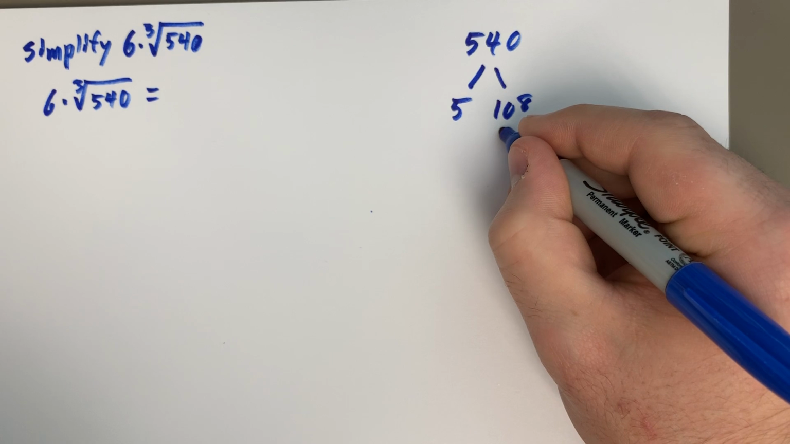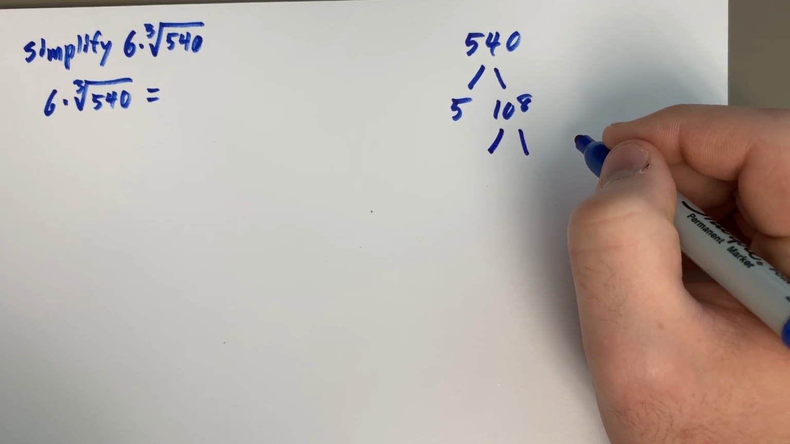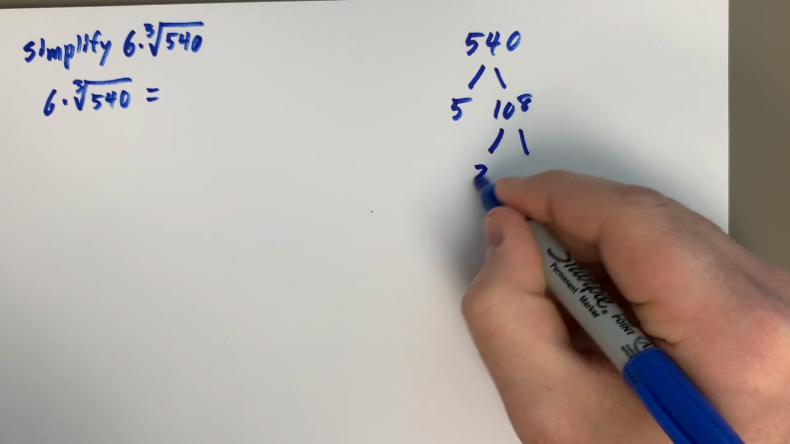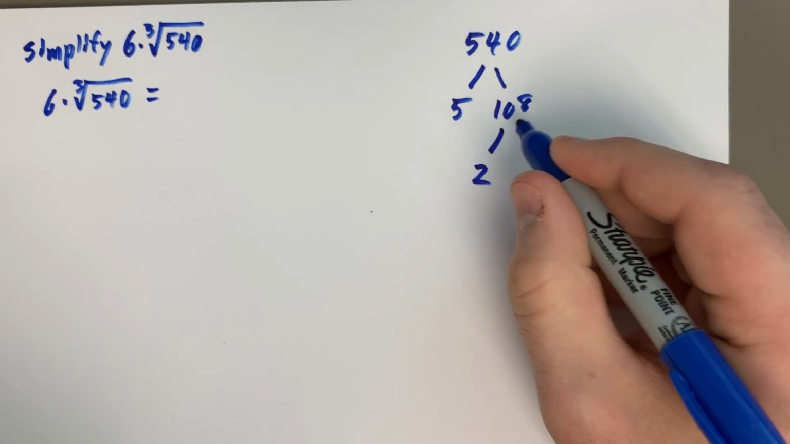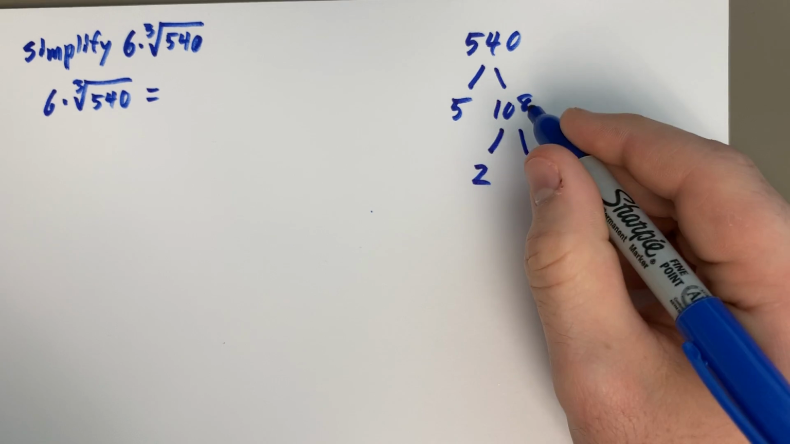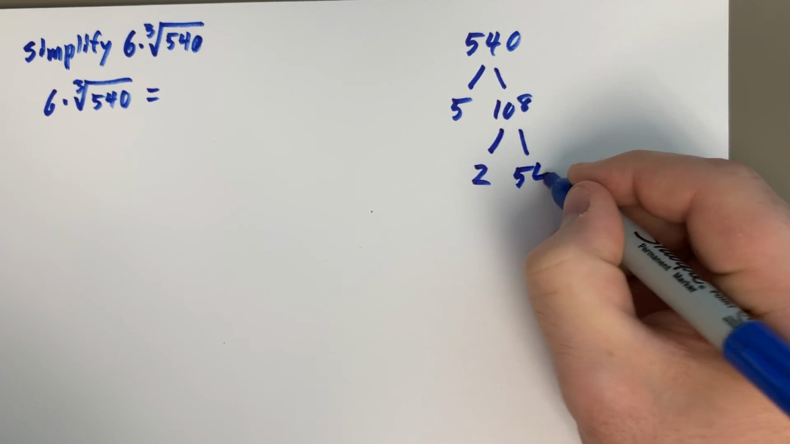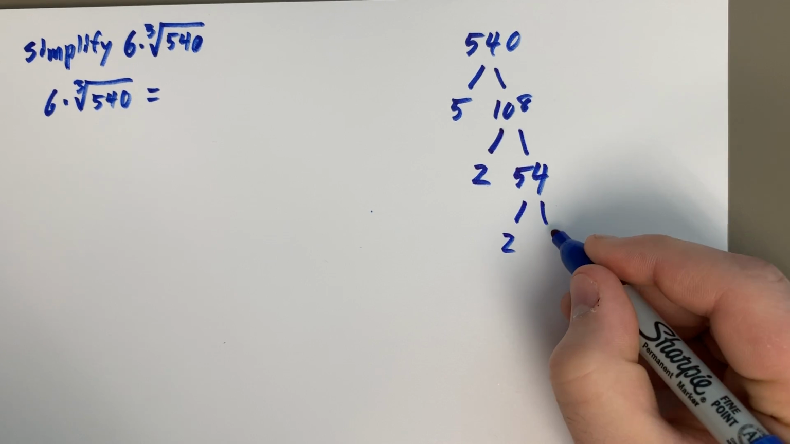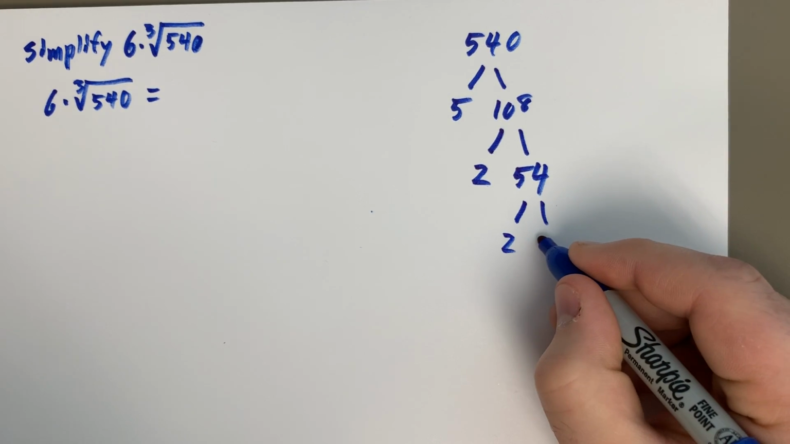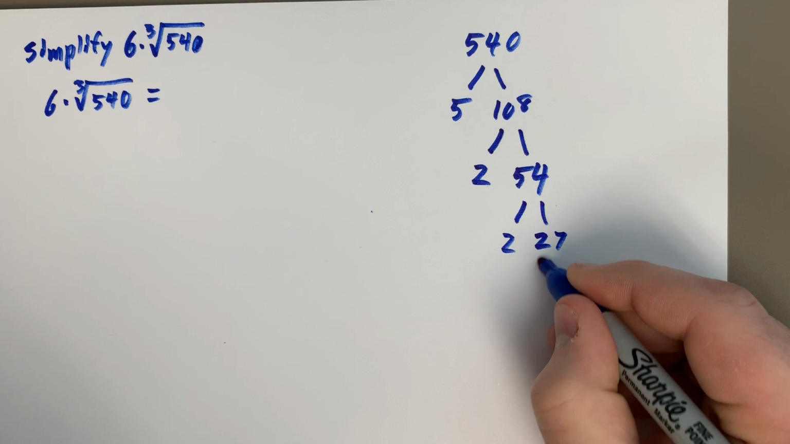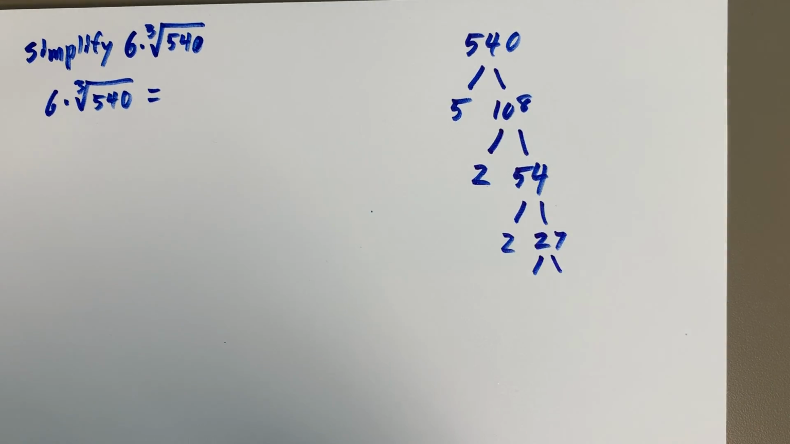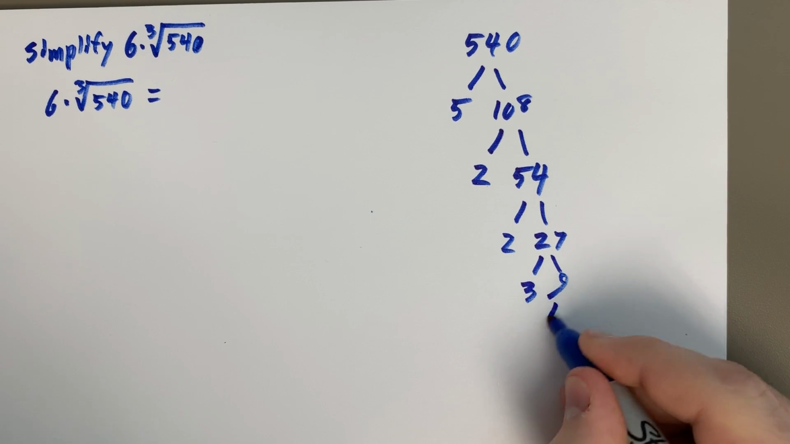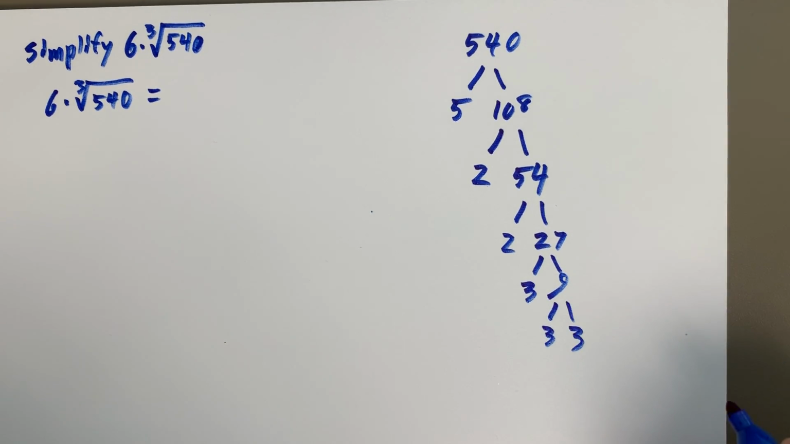Now, how does 108 get divided? I know it's even, because I have this 8 in the ones digit, so it's going to be a factor of 2, and the other one's going to be 54. Okay, this is also even, so this breaks down into 2 times 27, and 27 breaks down a bit further here, so this is going to give us 3 times 9, and 9 breaks down into 3 times 3.